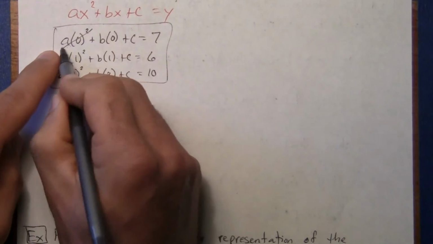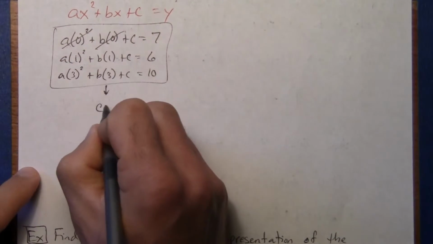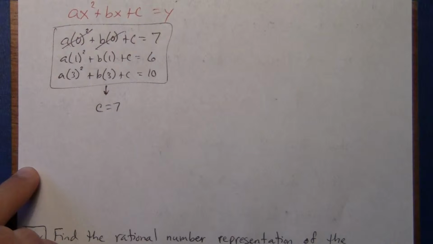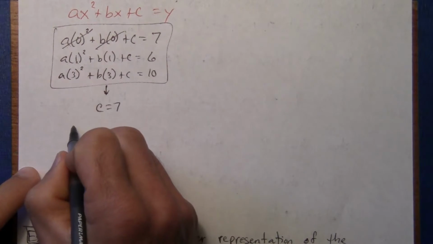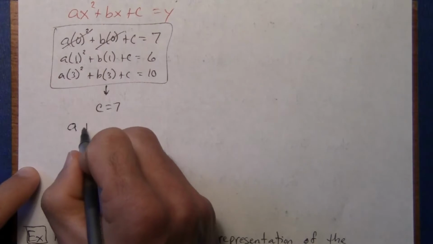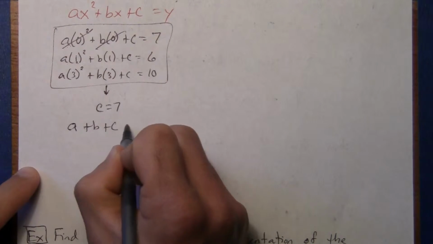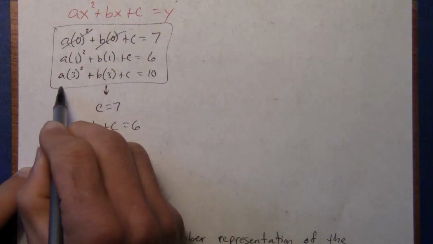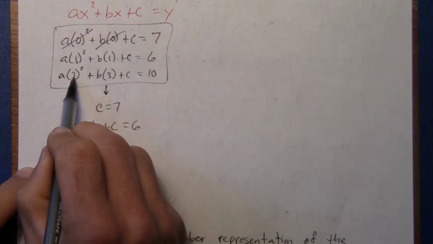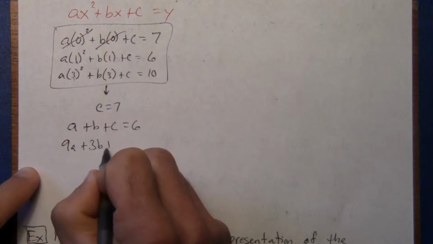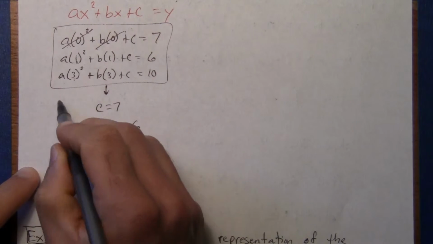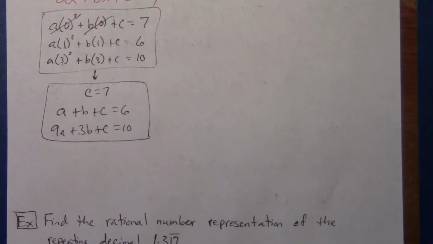Obviously anything times 0 is going to disappear, so I really know that the first equation is just saying that c is equal to 7. That's kind of nice. The next one, 1 squared of course is 1, so it's saying I have 1a plus 1b plus 1c, and that's equal to 6. And then the last equation, if I square this, would give me 9a plus 3b plus c is equal to 10. There is my system of equations all simplified.